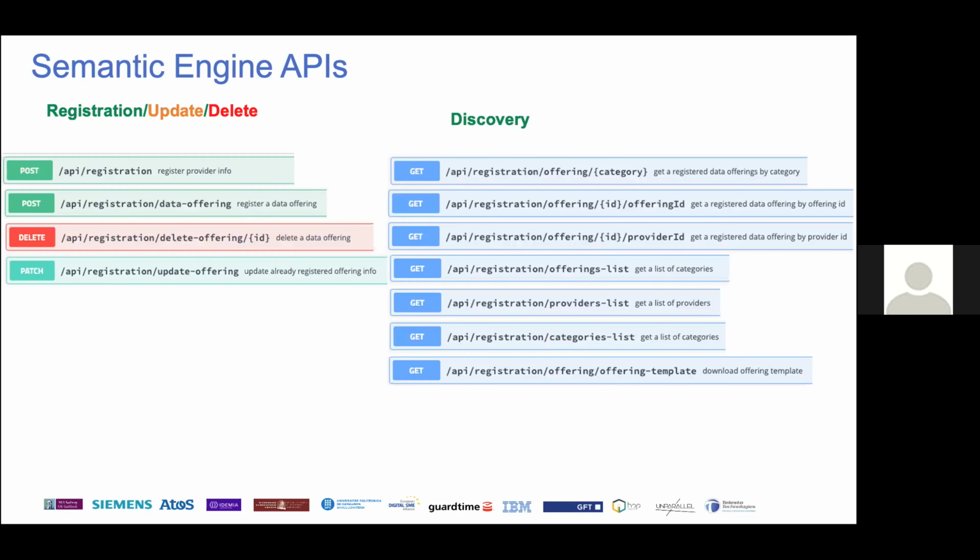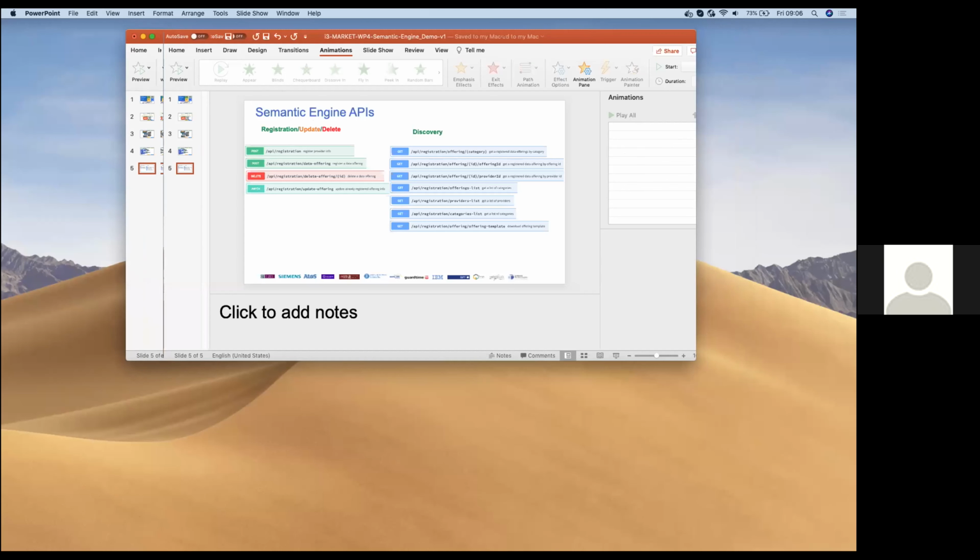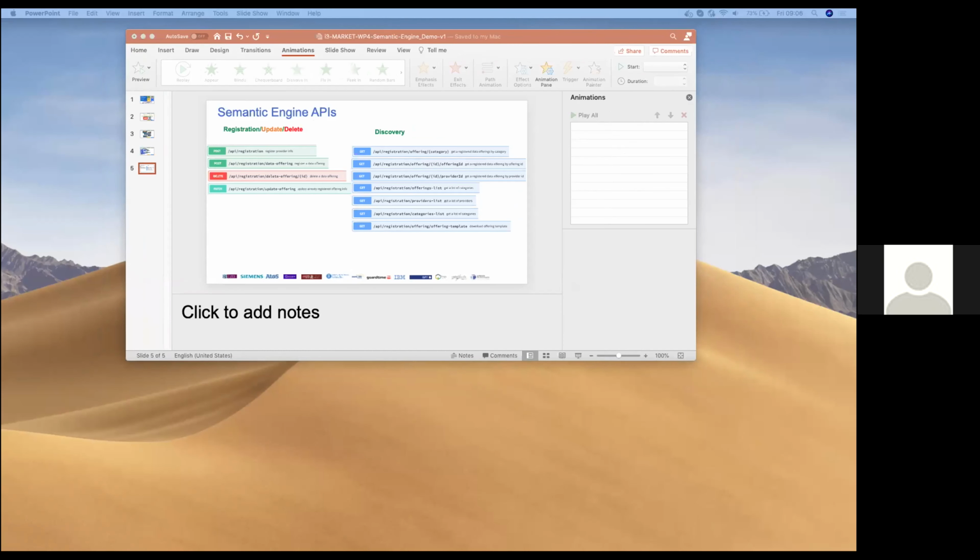Here are the different kinds of APIs that the Semantic Engine exposes, like register, update, and delete. For discovery purposes, we have different APIs, where someone can search based on the category, offering ID, or provider ID. Someone can search the list of categories, the list of providers, and the list of offerings. Someone can also download the offering template when they have to complete the offering. So this was the small presentation, and now let me go towards the demo.